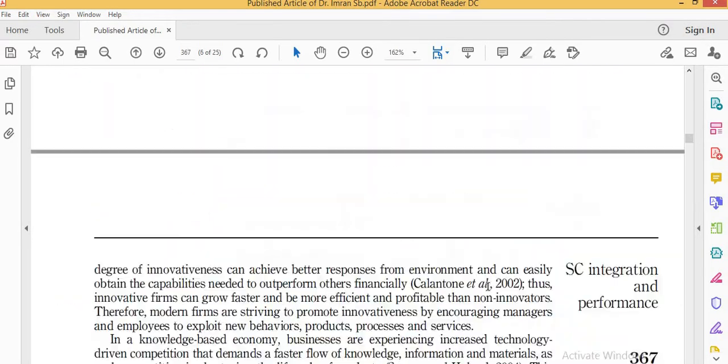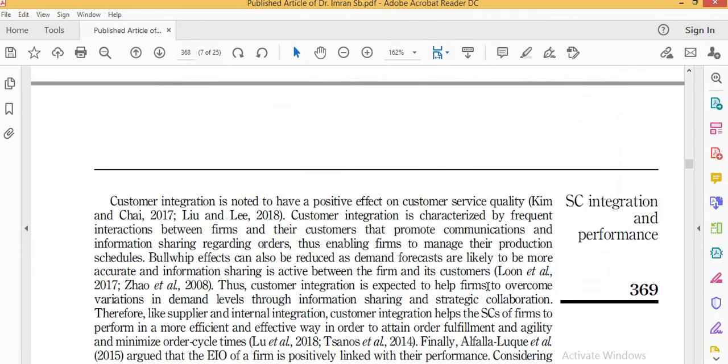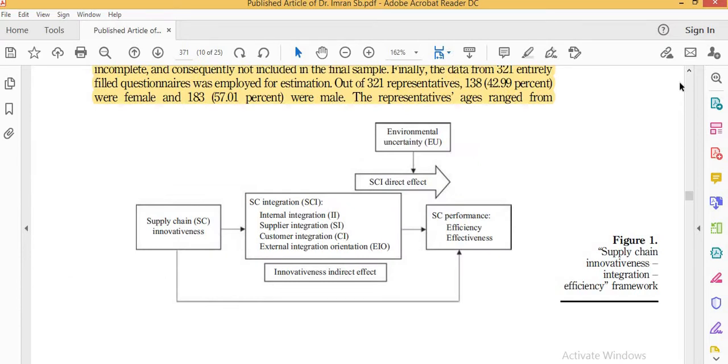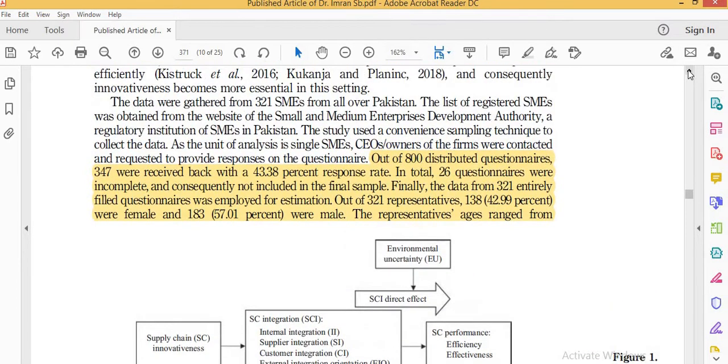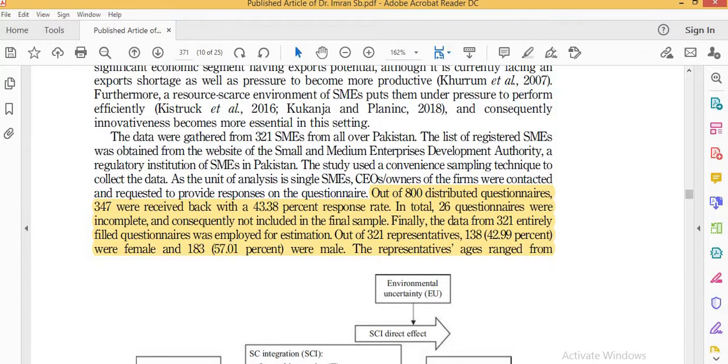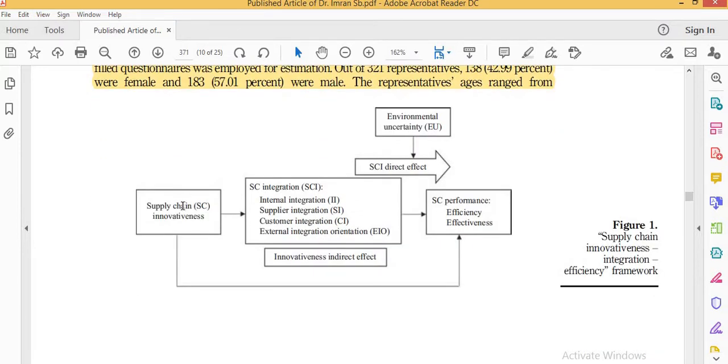This is the paper, and I have highlighted some text for you. So the PLS related quantitative study matter started here. Out of 800 distributed questionnaires, 347 were received back with a 43.38% response rate. This is the model of this paper, in which a simple direct path analysis, then a mediation analysis, and then a moderation analysis is given.